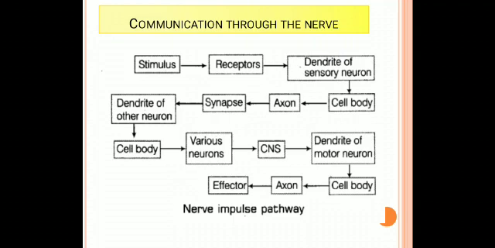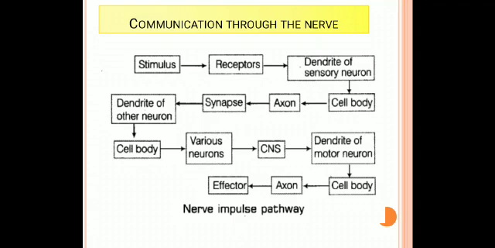The chemical crosses the synapse and starts a similar electric impulse in the dendrite of another neuron. The cell body receives the electric impulse, and in the same way the various neurons get the electric impulse. Finally, it reaches the central nervous system. Then the central nervous system gives the response.